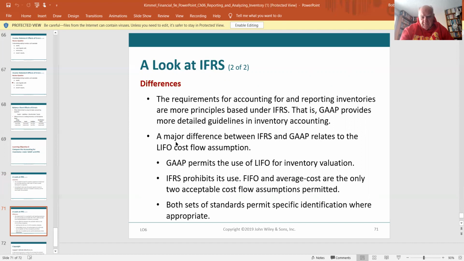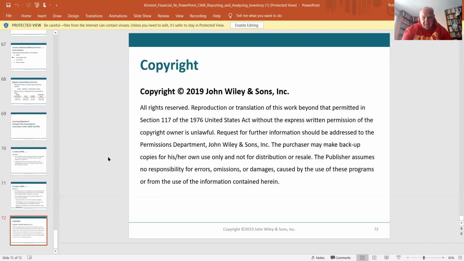So here's a major difference. GAAP allows LIFO; internationally, you can't do it. No LIFO internationally. And that takes us to the end of the chapter.